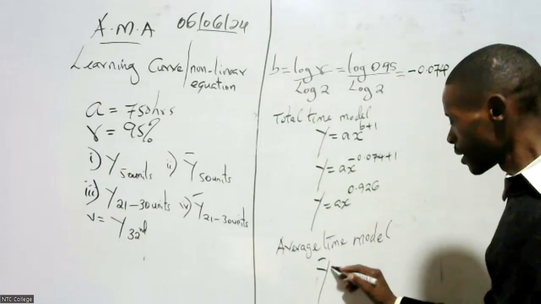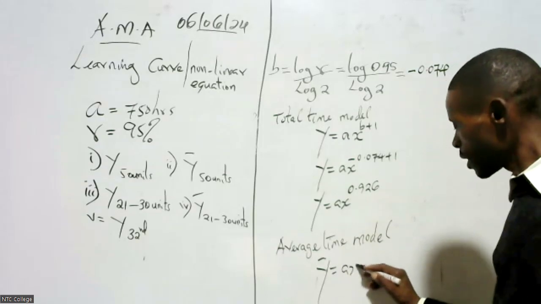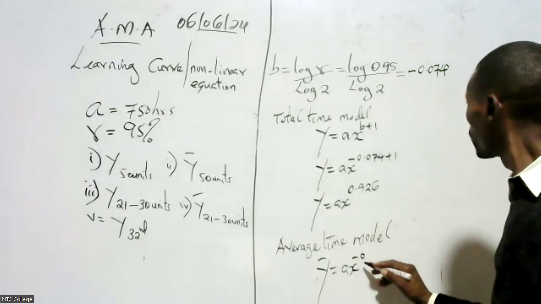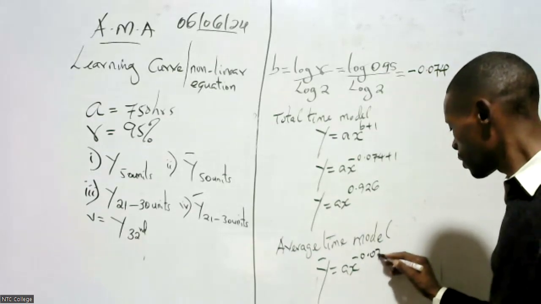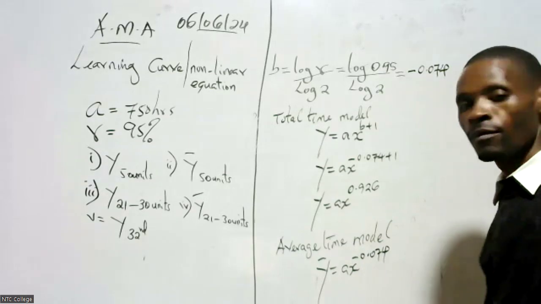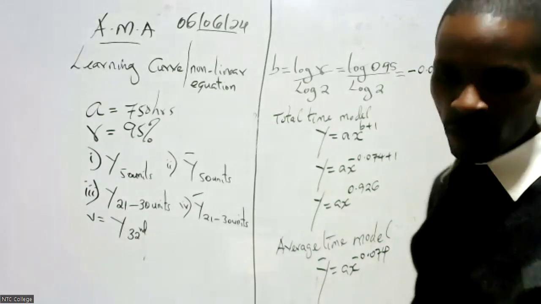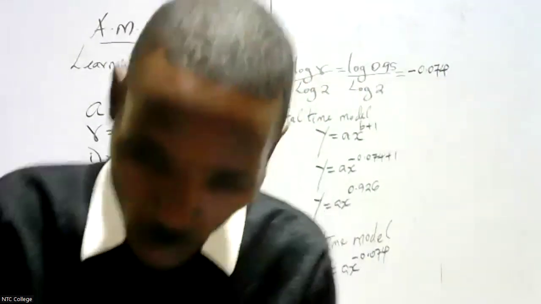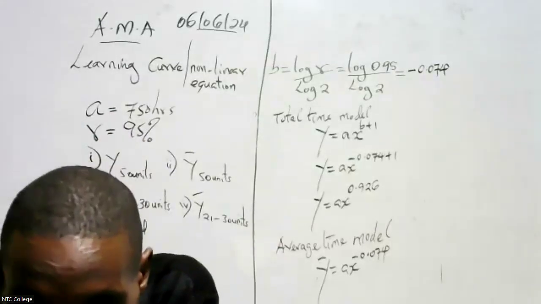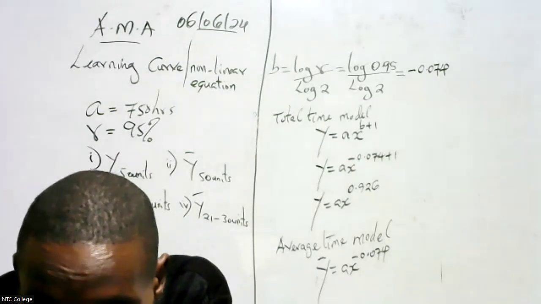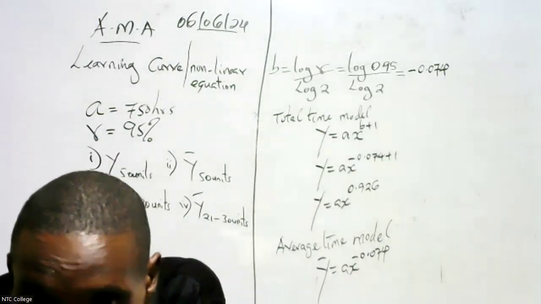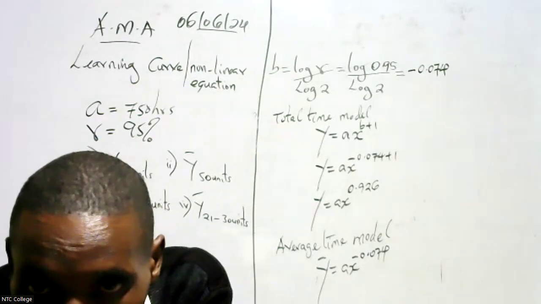Y bar equals AX raised to negative 0.074. That's how you're supposed to write those particular models. So now let us answer our question. Let us answer our question like that. Good. Thank you, Abdi.